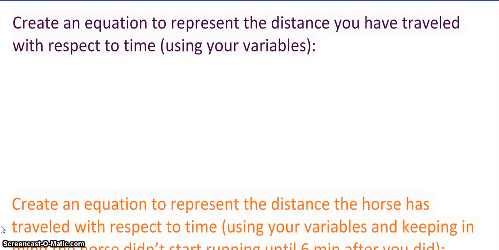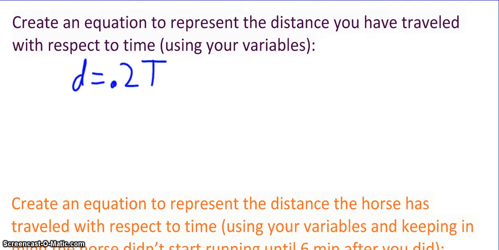Okay, next thing. I want you to write an equation to represent the distance you traveled with respect to time using your variables. So go ahead and do that. Okay, so for the variables that I chose, I have d equals 0.2 times t. That's an equation that represents the distance that I traveled with respect to the time.